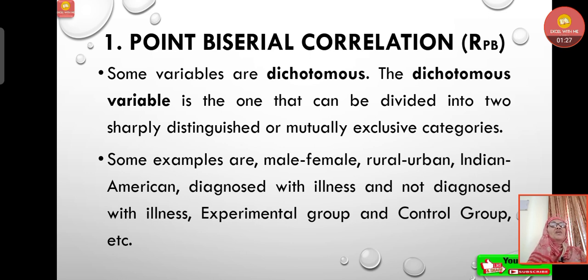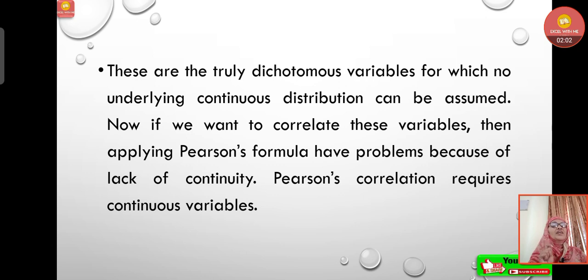Let's understand. Some variables are dichotomous. The dichotomous variable is the one that can be divided into two. Di means two. Two sharply distinguished or mutually exclusive categories. Some examples are male, female, rural, urban, Indian, American, diagnosed with illness and not diagnosed with illness, experimental group and control group. So dichotomous, division of two variables. Here we will study in point biserial.